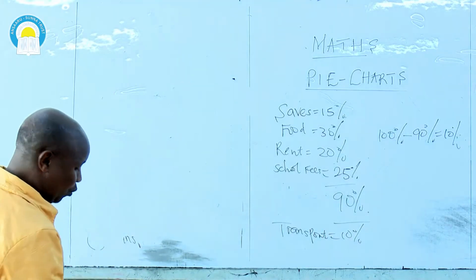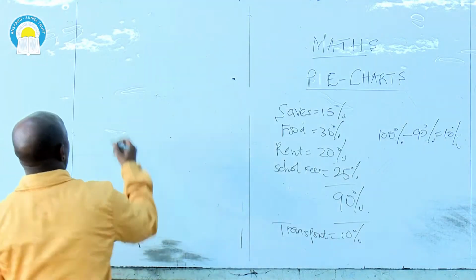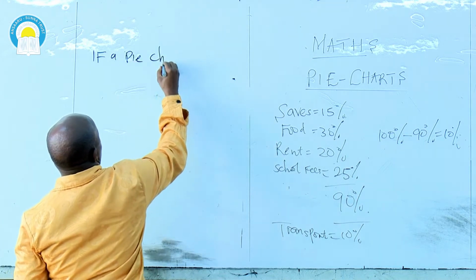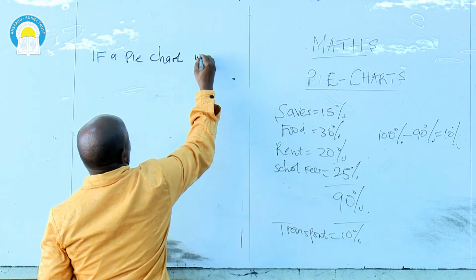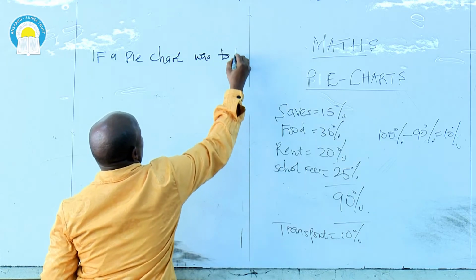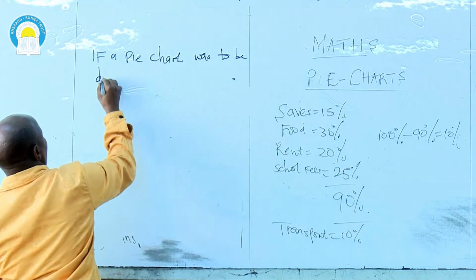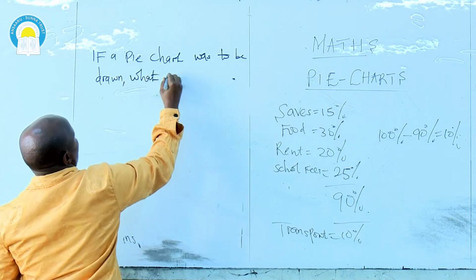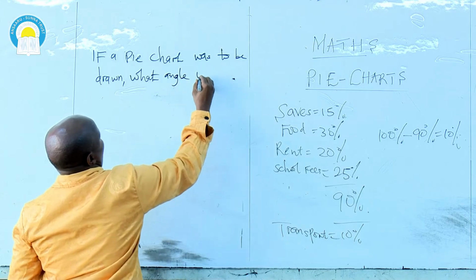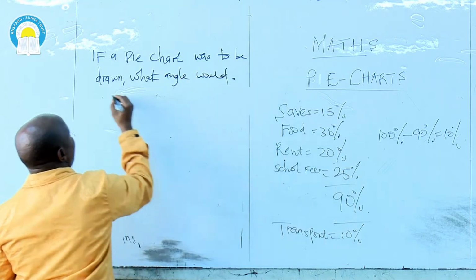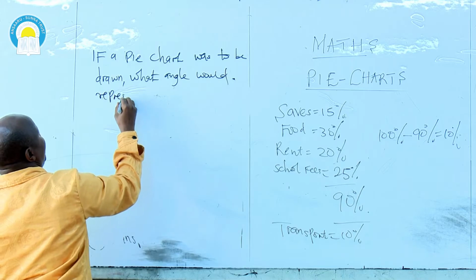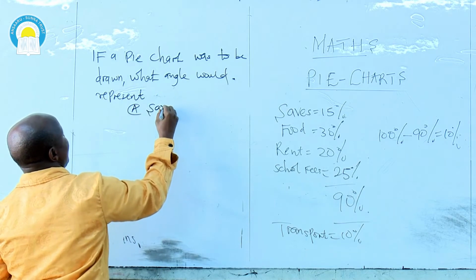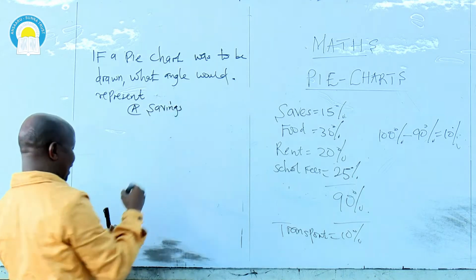If a pie chart was to be drawn, what angle would represent savings? Look at that question now.